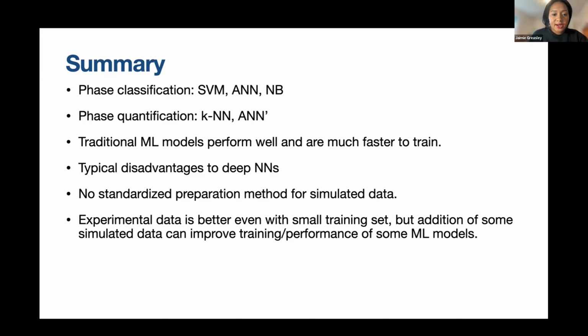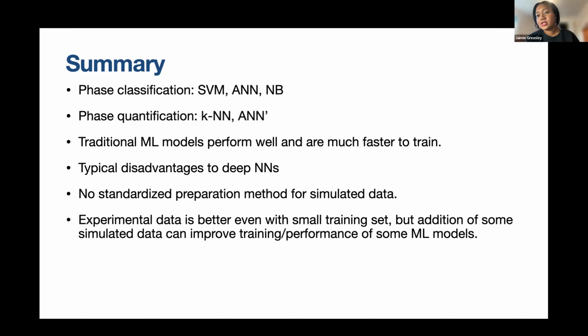And then the typical disadvantages of deep neural networks: having to choose the structure, a lot of training, having to need simulated data. And if we analyze this a little bit more, and the paper goes much more in depth, there's no standardized preparation for the simulated data. It depends on what the experimenter uses, and so there's no standard. So how would you know if this is good simulated data for your data set or not? And yeah, so that's still an open question.